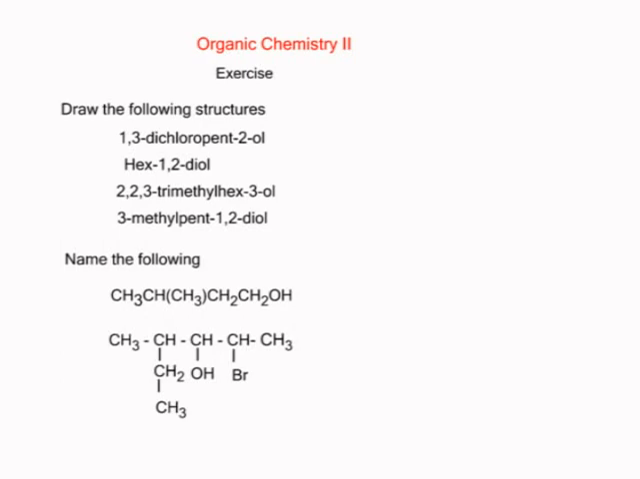Now try this exercise before we look at isomerism. Draw the structures of 1,3-dichloropent-2-ol. Secondly, hex-1,2-diol. Finally, 2,2,3-trimethylhex-3-ol. And then name the structures on the screen using that IUPAC system we have just described.